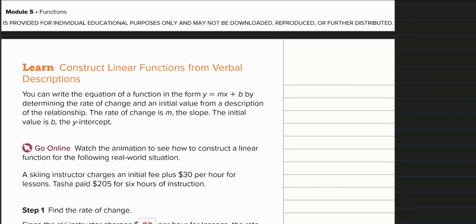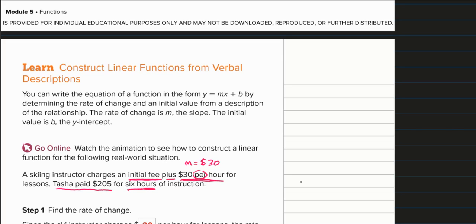So we're still going to use y equals mx plus b. We're still going to figure out what our rate of change is, what our initial value is. We're just using words now. So we say a ski instructor charges an initial fee plus $30 per hour. So when we see the word per, we know that our slope is going to end up being $30. And it says that Tasha paid $205 for 6 hours of instruction.